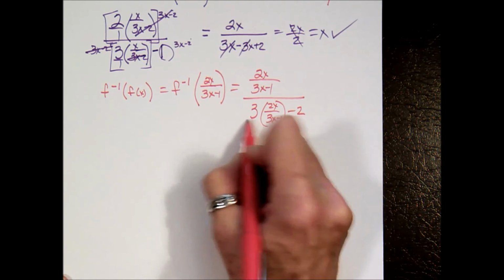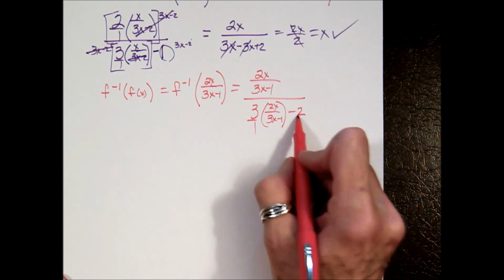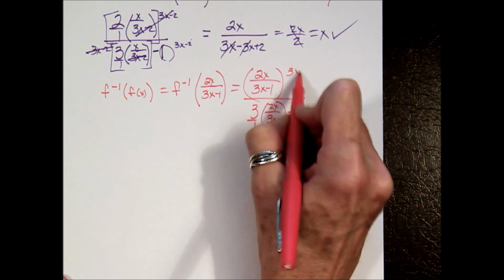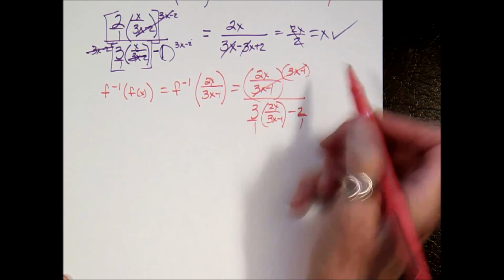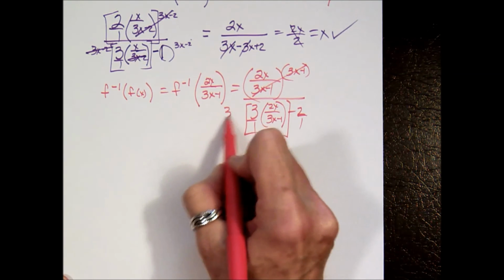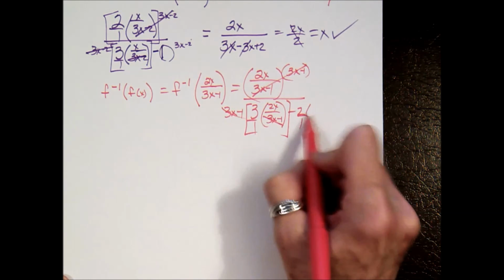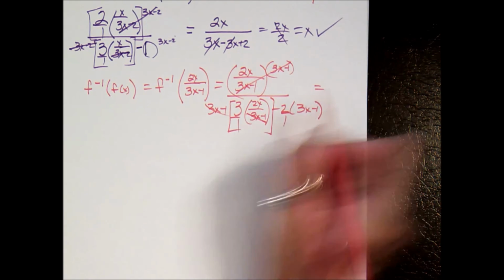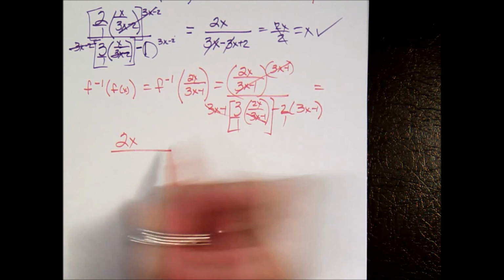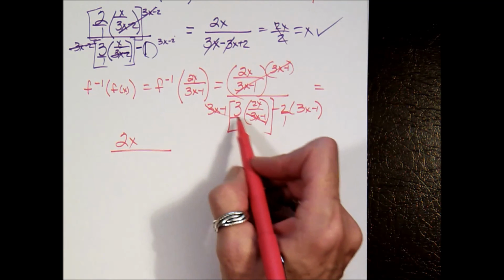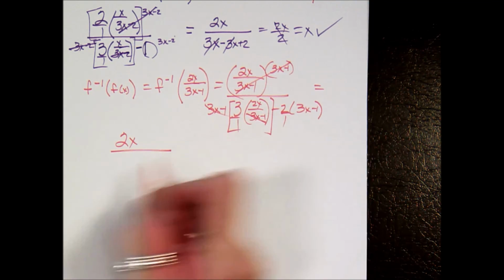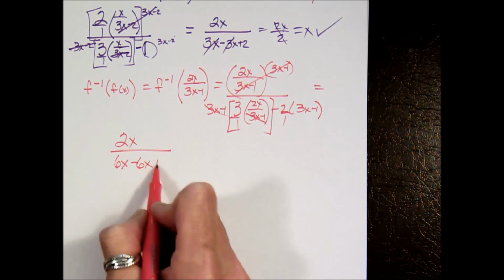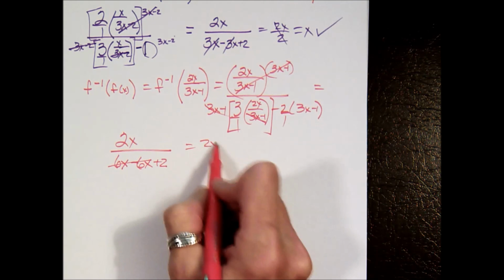I still have to get rid of that complex fraction. So I'm going to multiply by the LCD on each one. I'm going to multiply this term by 3x minus 1 and this term by 3x minus 1. You really got to know what you're doing with complex fractions here. And you're left in the numerator with a 2x. Let's see down here, it's a little more complicated. I have 3 times 2x is 6x. Now distribute the negative 2, minus 6x plus 2, which is 2x over 2, which is x, and it checks.